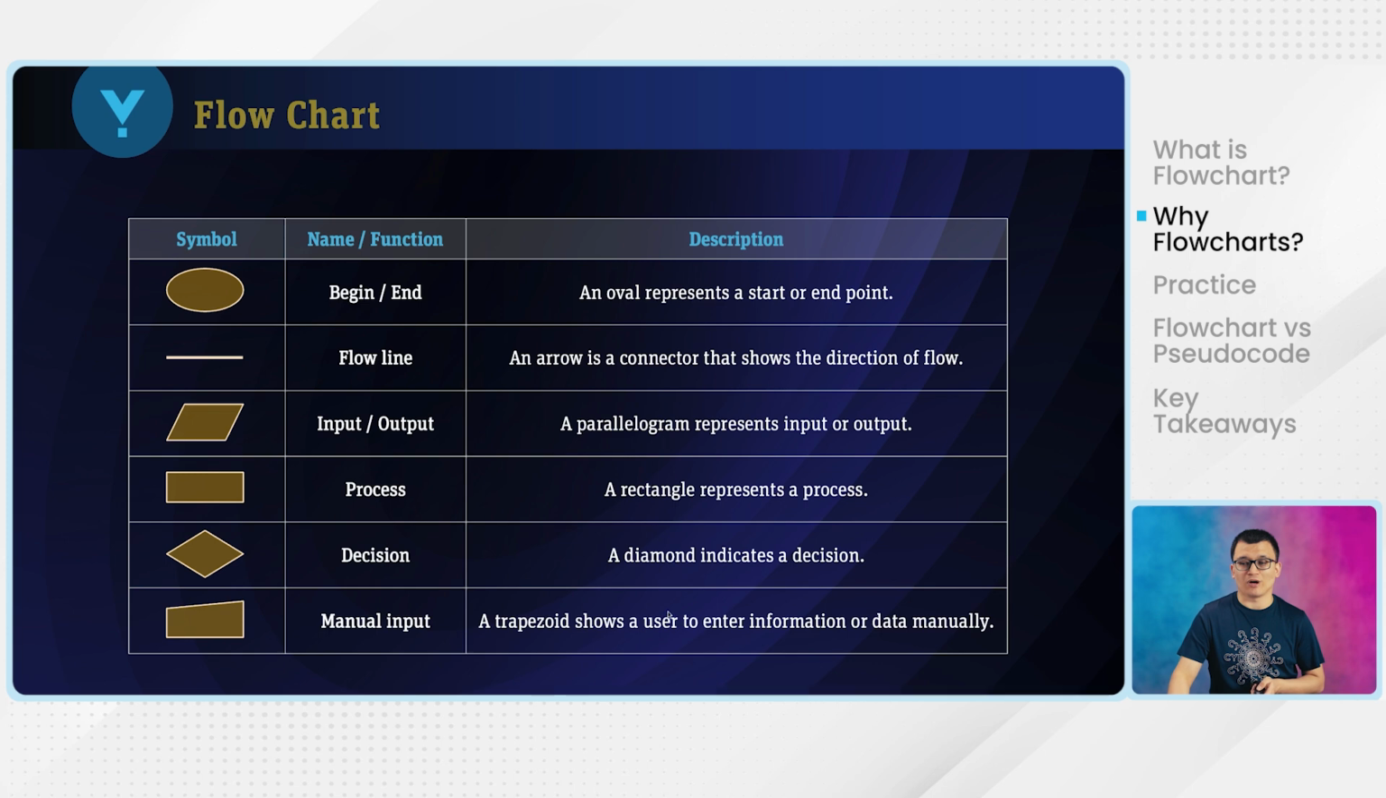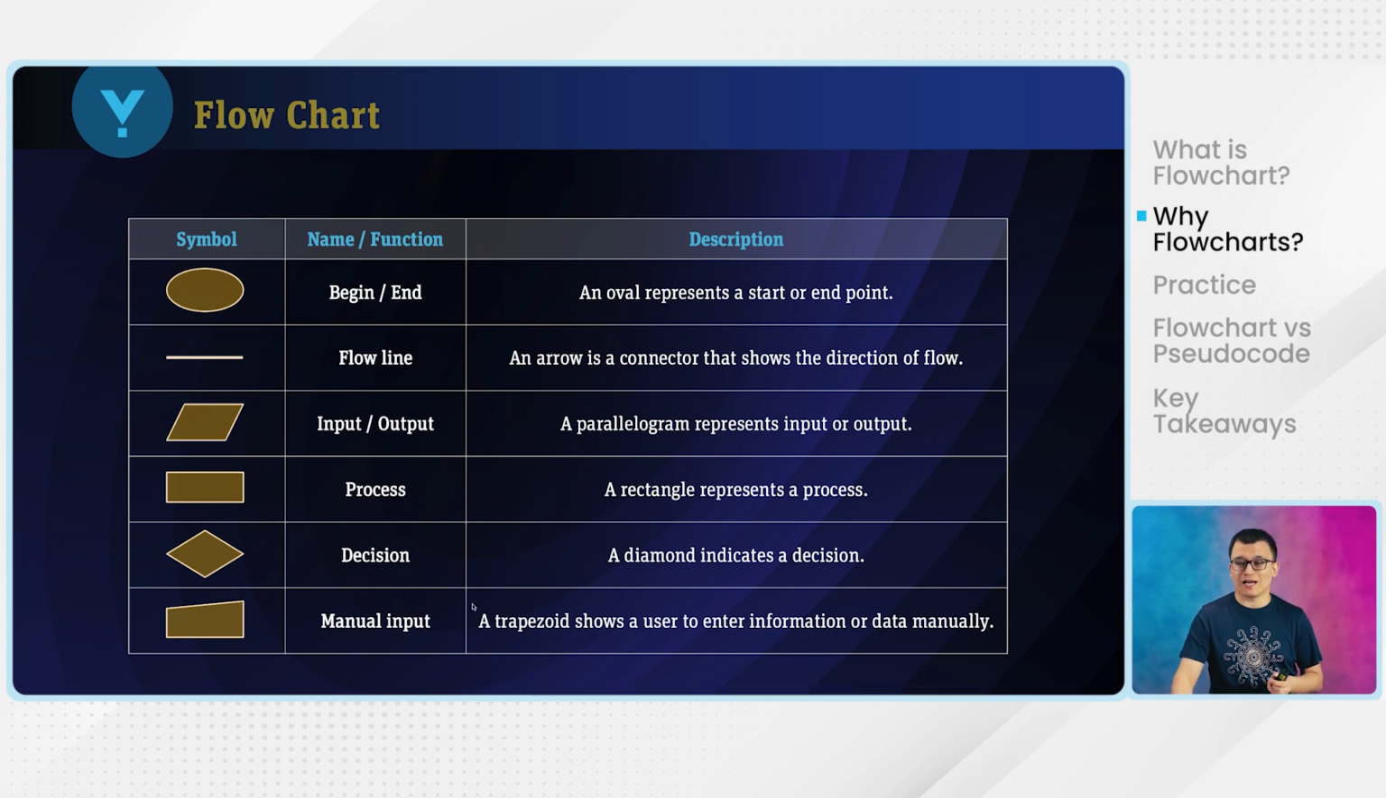Okay, and then you have this diamond shape, which indicates a decision. Okay, so if there's any decision making that will be involved in the step, then we use this diamond shape. Okay, such as if statements, for example.